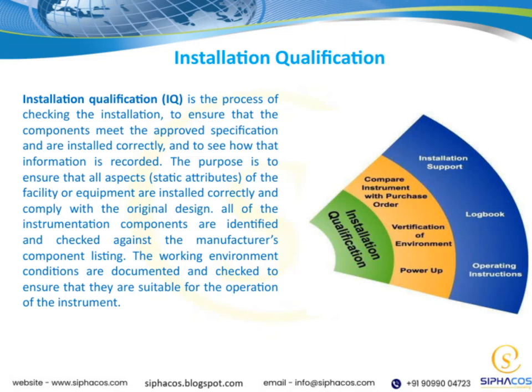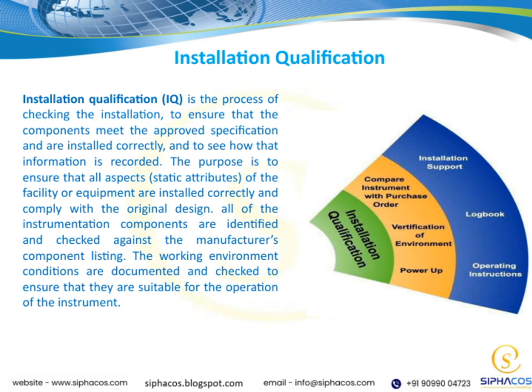Installation qualification, or IQ, is all about verifying that the equipment and components are installed correctly according to the approved specifications. It's about making sure everything is in the right place and properly set up. This process also involves checking how we record this information, so we have a clear record of the installation. The main goal here is to confirm that all aspects, especially the static attributes of the facility or equipment, are installed properly and meet the original design requirements.